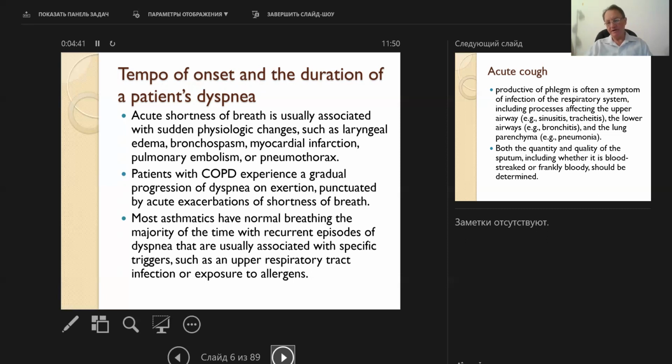But this chronic process is exacerbated under the influence of several factors, including viruses and some kinds of exposure, exacerbation of comorbidity, and sometimes an acute process. For example, a patient with COPD can have pneumonia, as an acute infection of the bronchi exacerbates this chronic process. That's why you should pay attention to comorbidity. Most asthmatics have normal breathing the majority of the time, with recurrent episodes of dyspnea that are usually associated with specific triggers, such as upper respiratory tract infection, lower respiratory tract infection, or exposure to allergens.